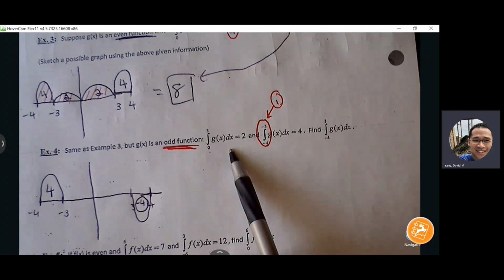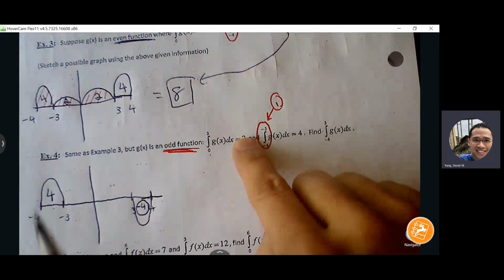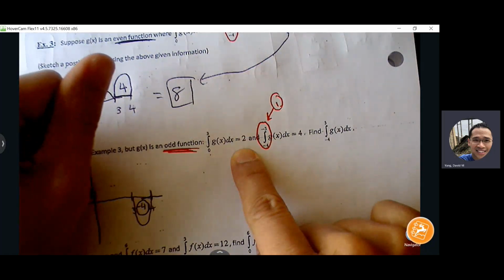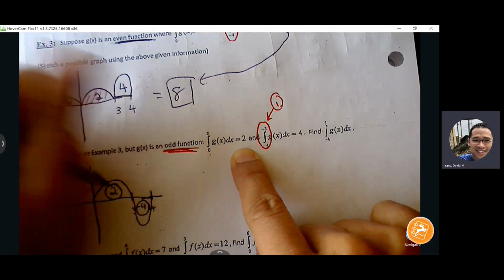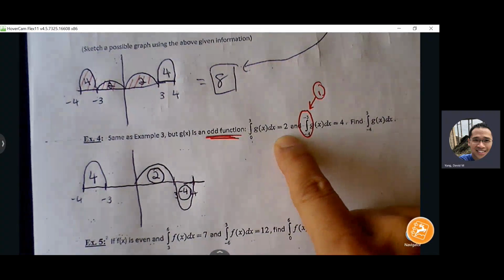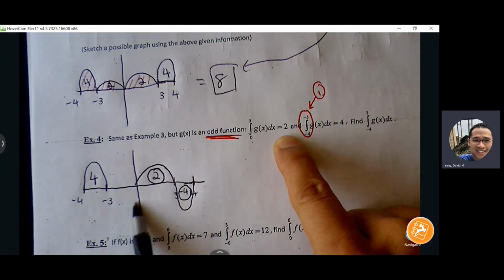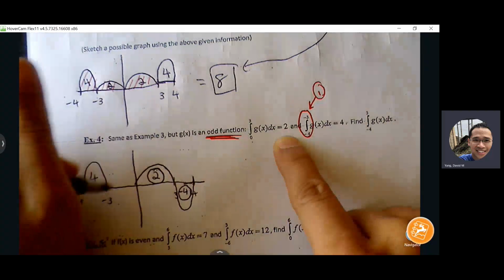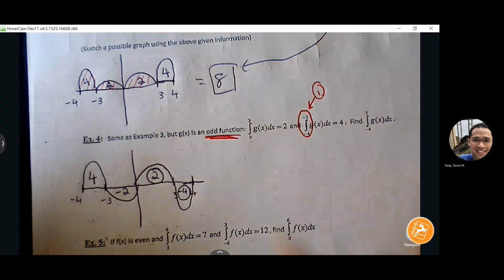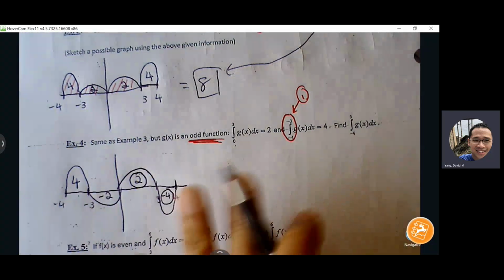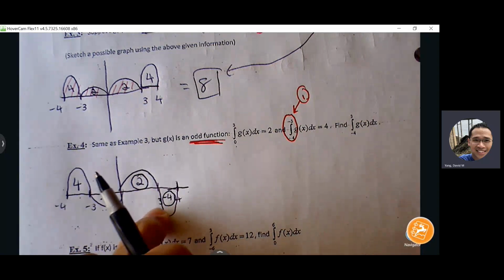Okay, now let's go to our second property. The larger interval from 0 to 3 is 2. Remember, this is still an odd function, so how can I fill out the rest of my graph? This region must be what? -2. Now everything will add up to be 0, which should be the case. 4 minus 2 plus 2 minus 4 is 0.